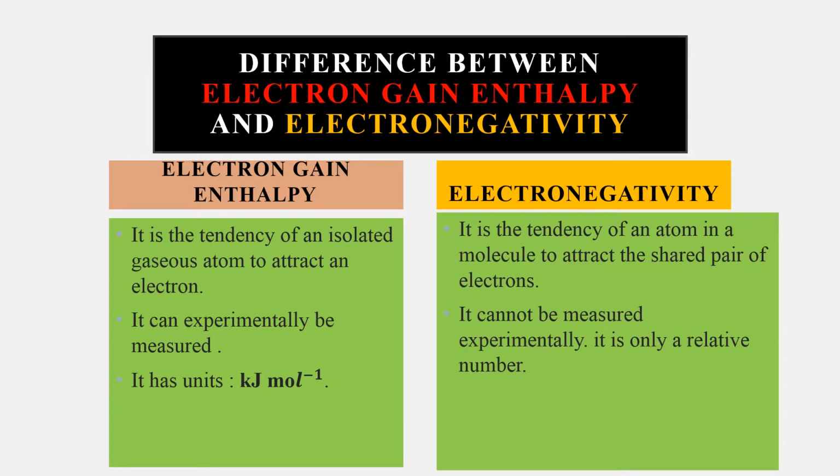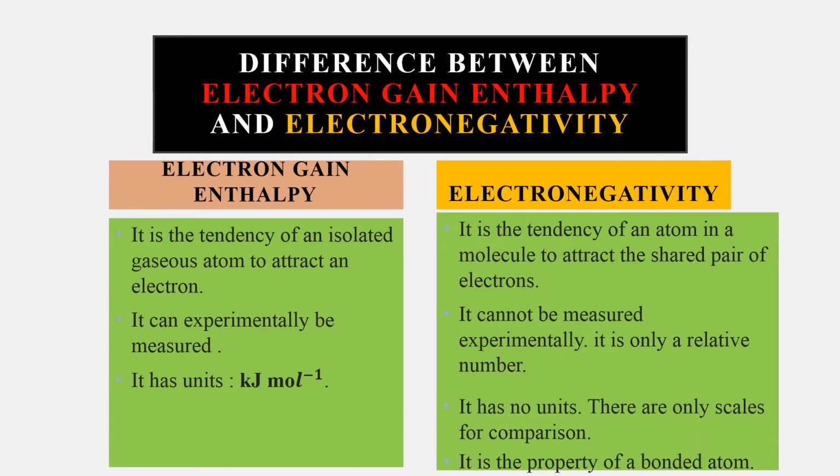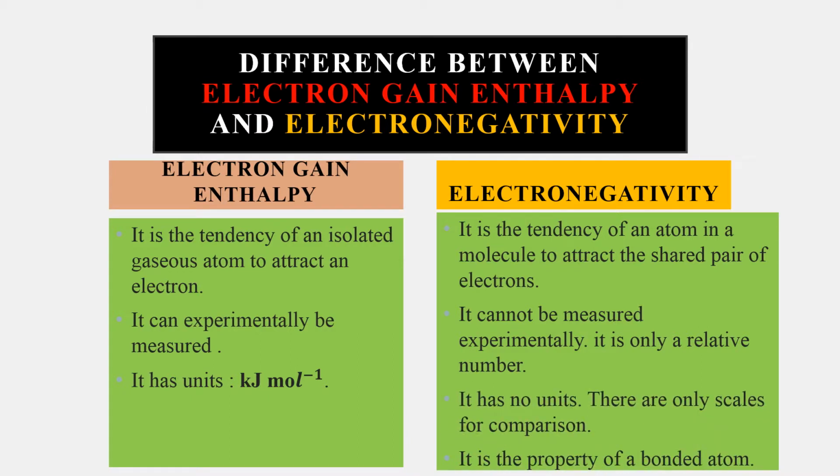Second, electron gain enthalpy has a unit and it is kilojoule per mole. But electronegativity has no units. There are only scales for the comparison.